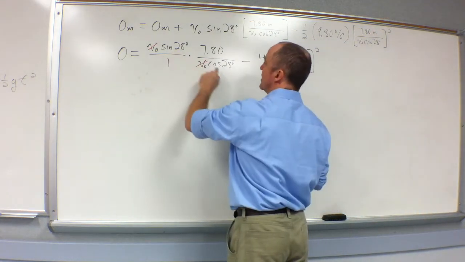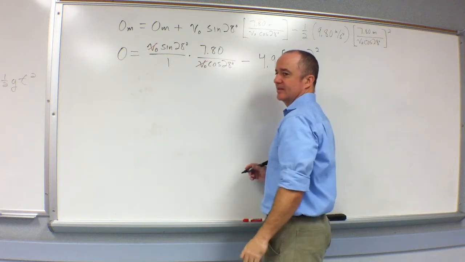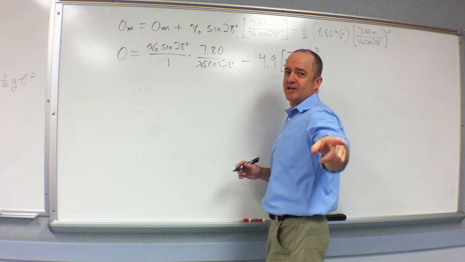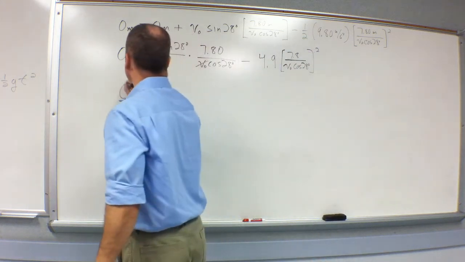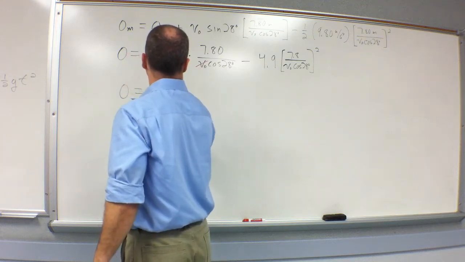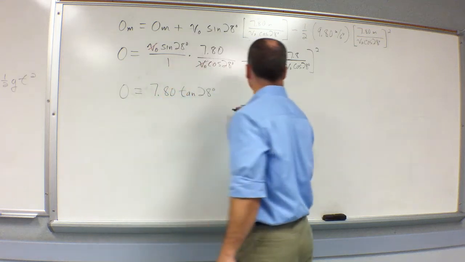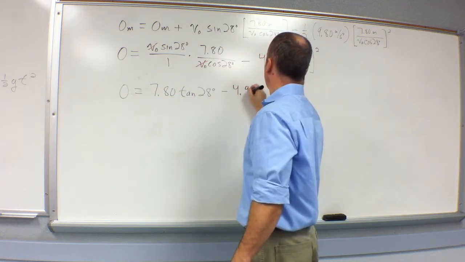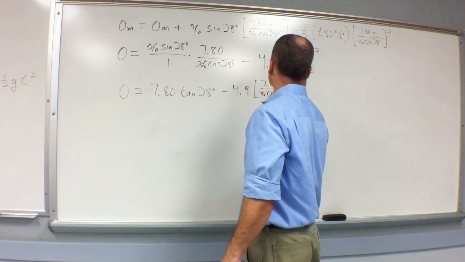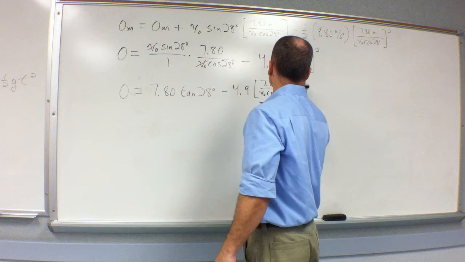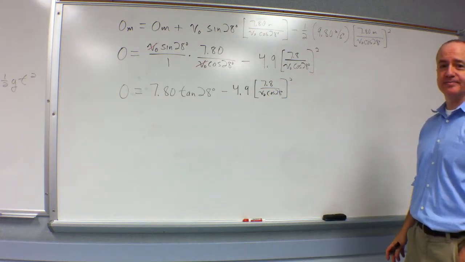What is sine divided by cosine as long as the angles are the same? Tangent. You should have known that, Diego, right away. Sine over cosine is tangent. We've been doing that. So this is going to be 7.80 times the tangent of 28 degrees minus 4.9 times 7.8 over v initial cosine 28 degrees squared. We're getting there.